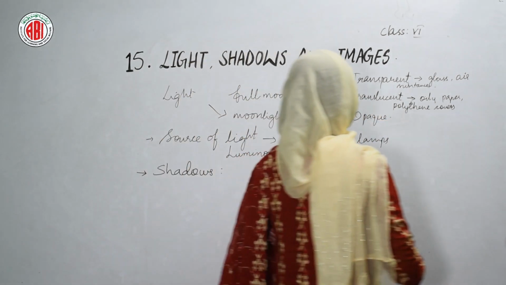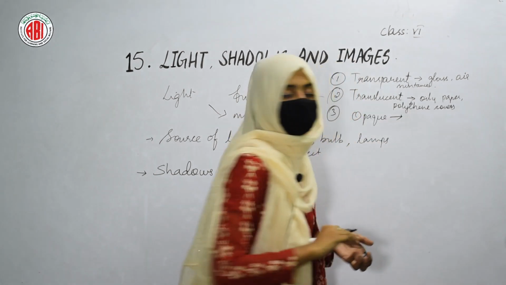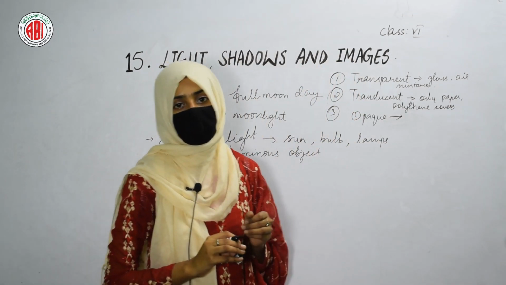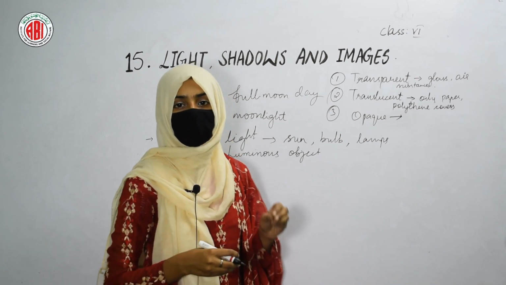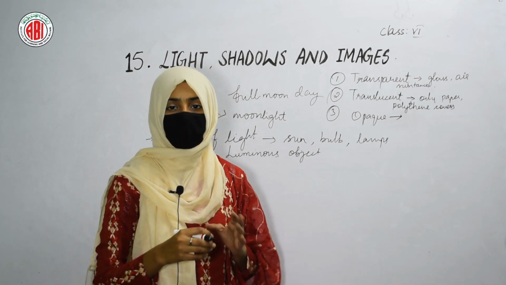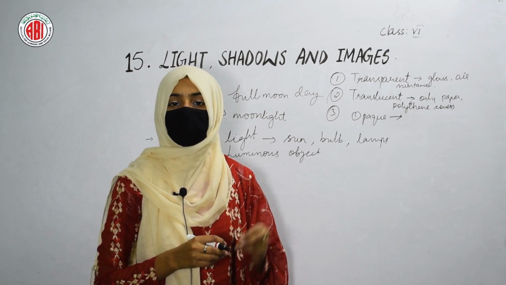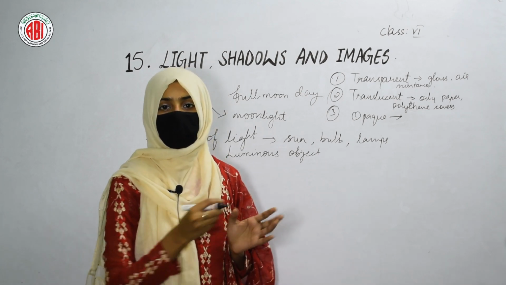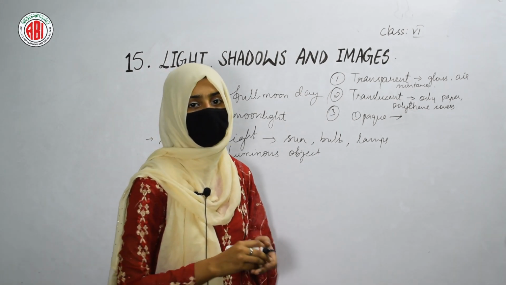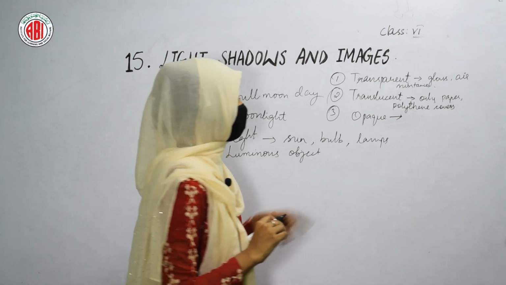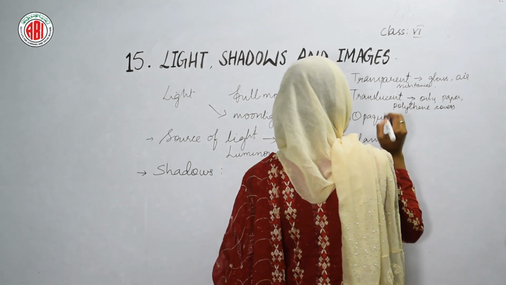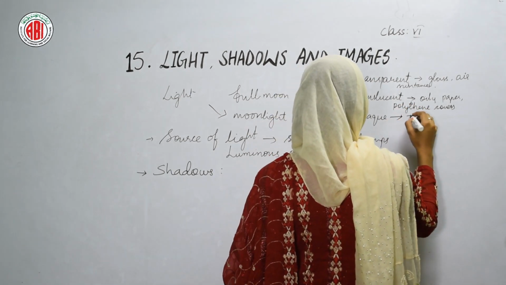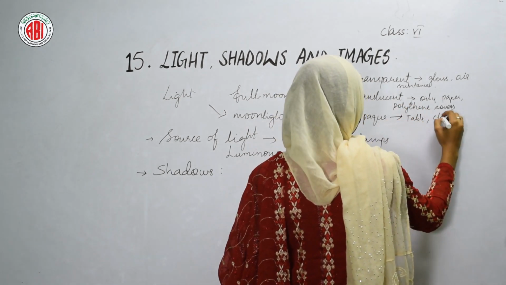The next one is opaque. Opaque objects or opaque substances are the substances that do not allow the light to pass through them. So, whenever a substance is not allowing the light to pass through it, then that type of substance is called an opaque object or opaque substance. And in this type, we can take an example of table, chair, book.